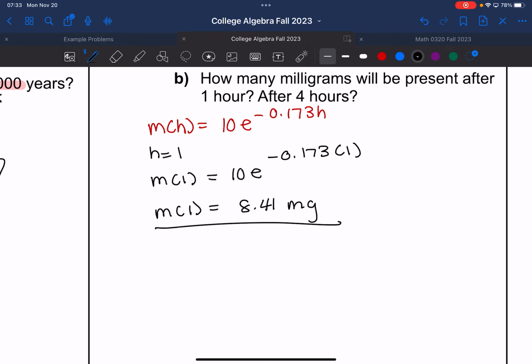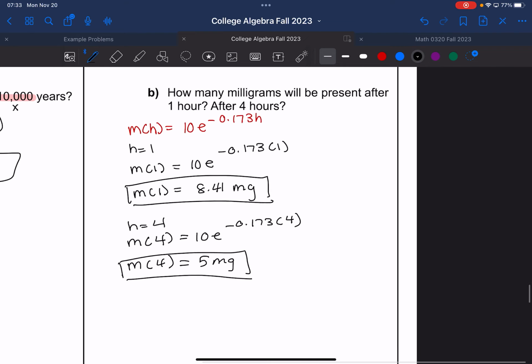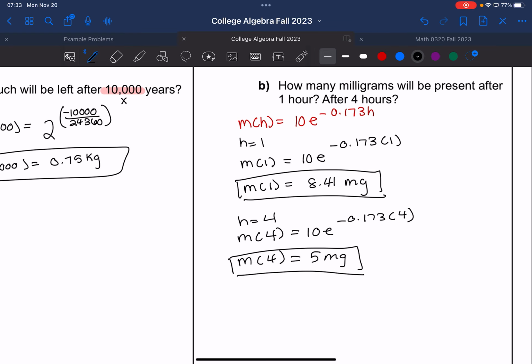And then plugging in when H is 4. So we're plugging in 4 now instead of 1. We should get 5 milligrams. Which makes sense because our rate value is negative. Since our rate value is negative, we are going to be decreasing over time. So we started with 10 milligrams. After 1 hour, they have about 8 milligrams. And after 4 hours, they have 5 milligrams of morphine still in their system.